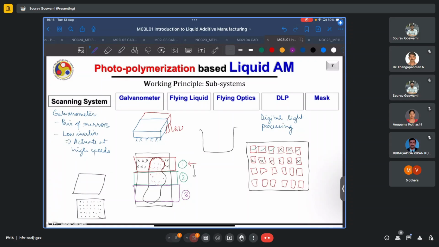In some cases, even the entire vat of liquid might move. So say you have this vat in which the liquid is stored. Your laser head is fixed, say it is only shining the laser at one location, but you are moving this vat along the XY plane, similar to, say, a DED process where the deposition head is fixed and the XY motion is with the stage itself.